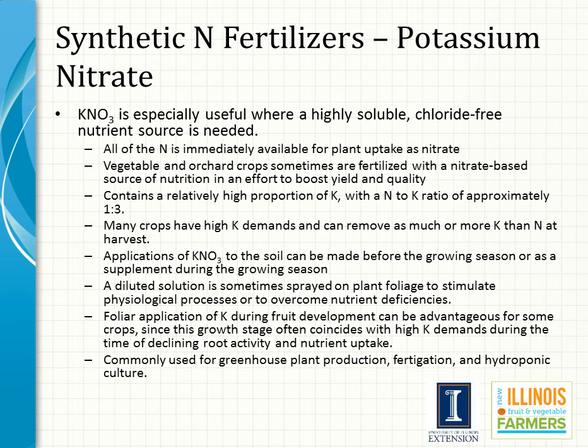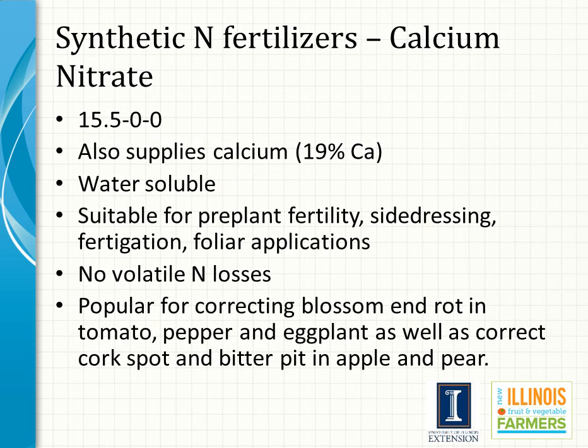Potassium nitrate is a popular synthetic nitrogen fertilizer for specialty crop production. It is frequently employed through fertigation to solanaceous crops. Of the many advantages to its use, it also supplies potassium as well as nitrogen. Calcium nitrate is another popular synthetic nitrogen source for specialty crop production. Not only does the material supply nitrogen, but also calcium to plants. One drawback to using calcium nitrate is its relatively low nitrogen content.